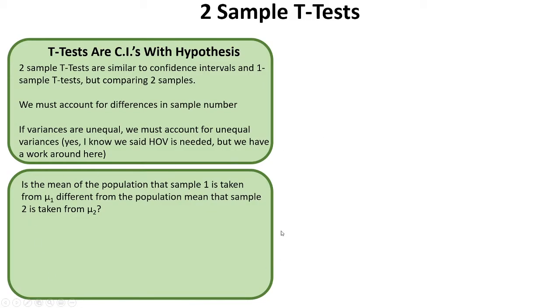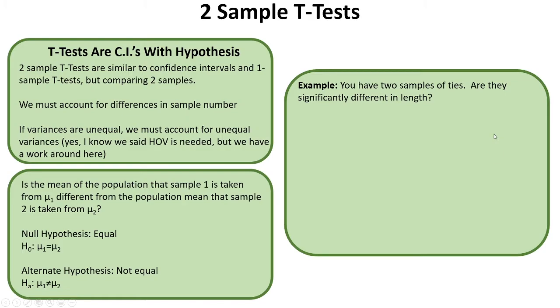So our question we're going to be asking here is: is the mean of the population from sample 1 different from the mean of the population in sample 2? Right, and so the null hypothesis is that the two means are going to be equal from the two samples, and the alternative hypothesis is that they are not equal.